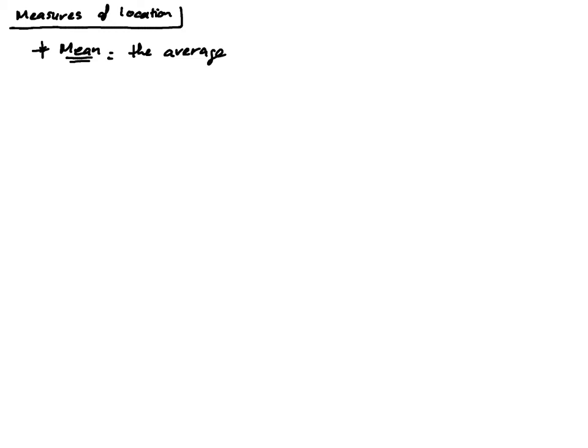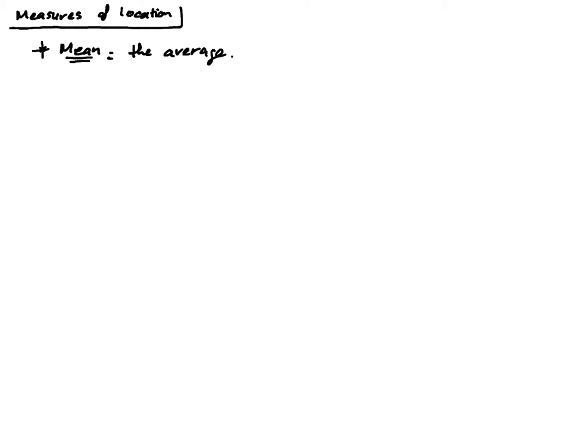Let's now look at a class of summary statistics known as the measures of location. And the first thing we want to look at is the mean. So what is the mean? The mean is just a fancy name for the average. Now we all know how to calculate the average, right? What you do is you add up all the values and divide it by the number of items.